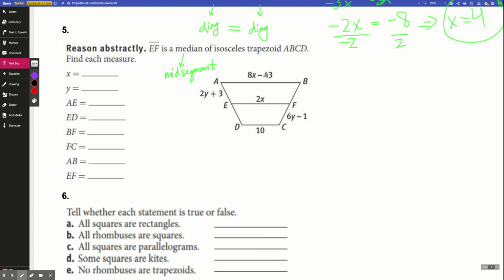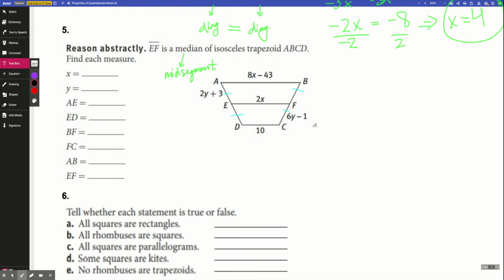Okay, right, and this is the median or mid-segment of an isosceles trapezoid. So what that means, in any trapezoid, what the mid-segment does, which is this EF, the line in the middle there, is it cuts the legs in half. But since this is an isosceles trapezoid, since the legs were equal to begin with, that means all of these parts are equal. So that's going to help us solve for y.